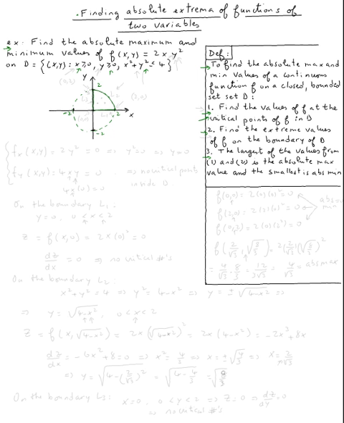Alright, so first let's find the values of f at the critical points. How do we do that? We first calculate the partial derivative with respect to x of the function. Our function is 2xy^2, so the partial derivative would be 2y^2. The partial derivative with respect to y will be 4xy. We're supposed to set them both equal to 0 and then solve the system of equations. This tells us that y^2 is 0, which means y is equal to 0. Plug it in here.